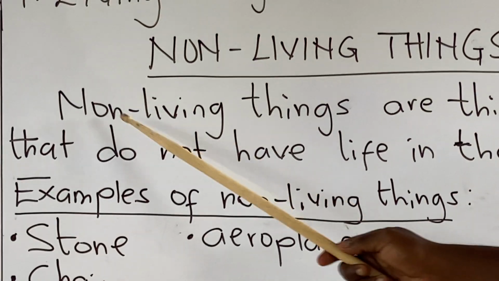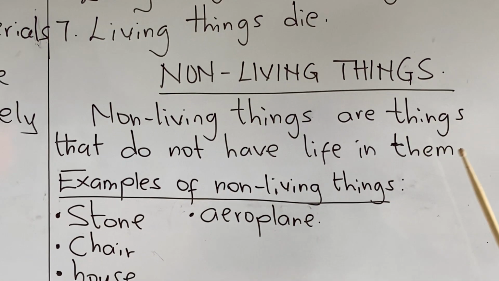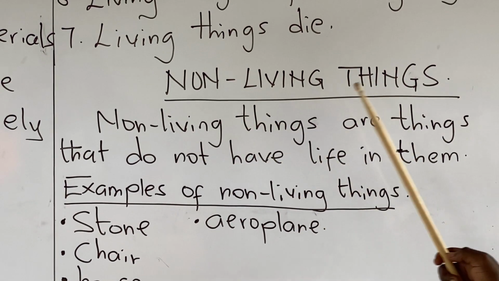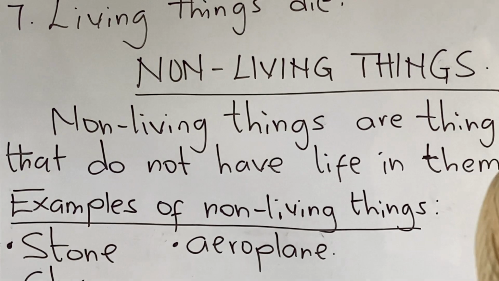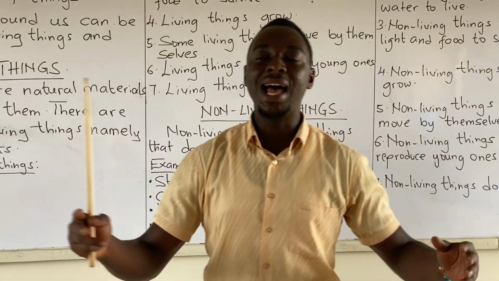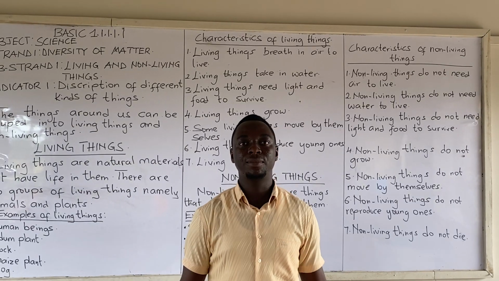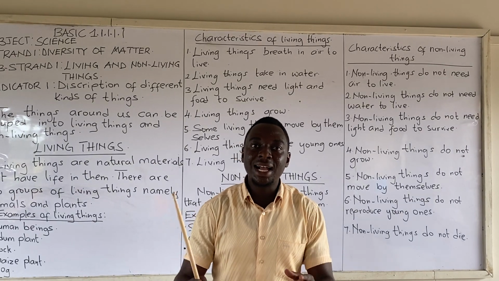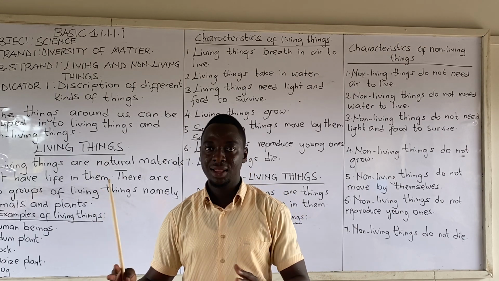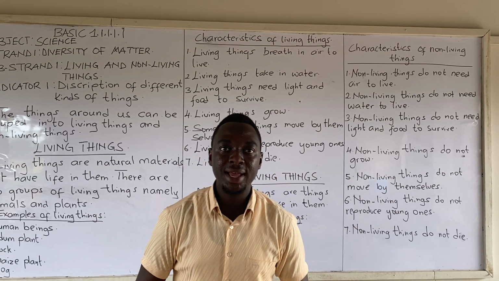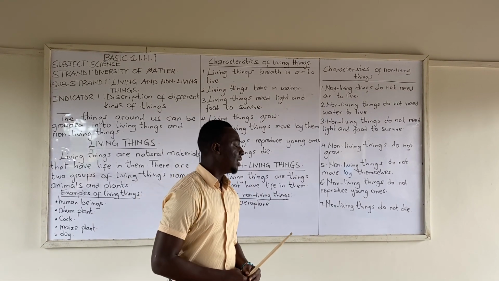Non-living things. Non-living things are things that do not have life in them. Unlike the living things that have life in them, non-living things do not have life in them. Meaning, their characteristics are going to be different from that of the living things. The way they behave will be different from that of living things.